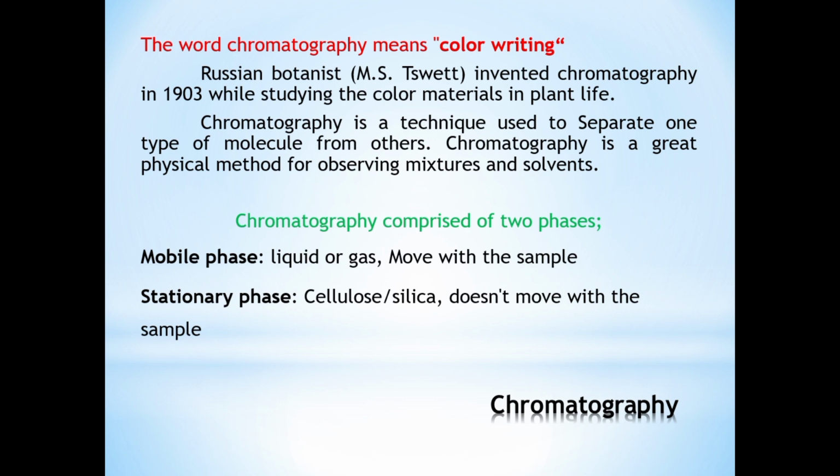And chromatography can be defined as a technique used in cell biology for separation of one type of molecule from another. Chromatography is a great physical method for separating a mixture and solvent. Chromatography is basically composed of two phases. One is known as the mobile phase; as the name indicates, it moves with the sample, and it is basically composed of liquid or gas. The stationary phase does not move with the samples, and it has cellulose and silica.